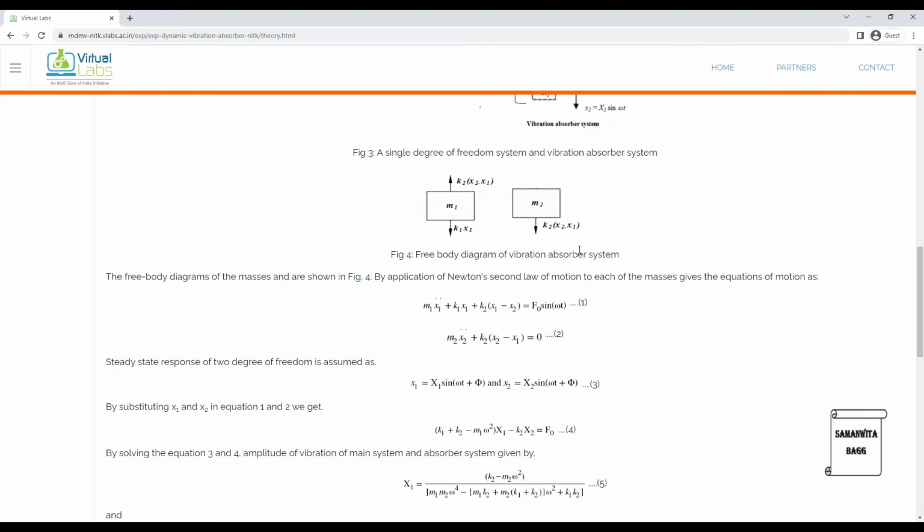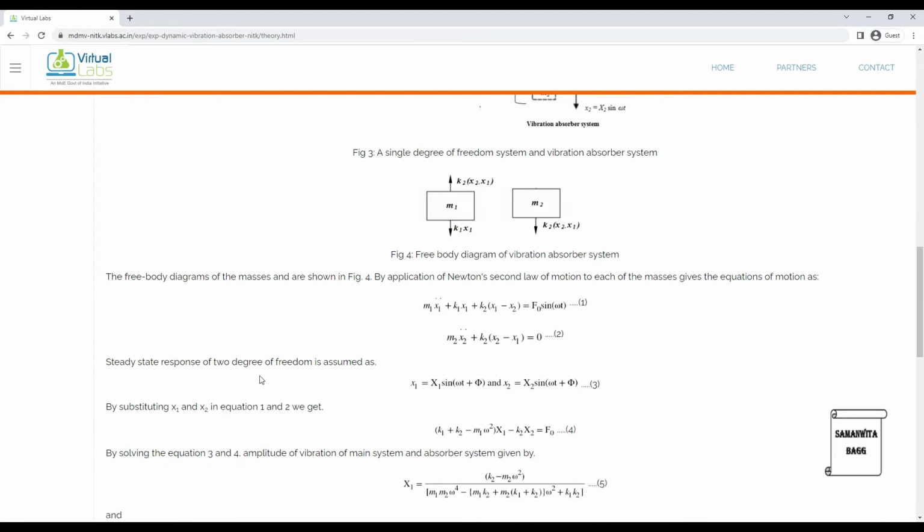Hence x2 will be shown first and then x1. This is the pattern of writing so that we are able to distinguish between the effect which is caused by these springs and masses. So when you talk about mass 1 and you're talking about K2, you will write x1 minus x2, and when you take mass 2, this will be x2 minus x1.